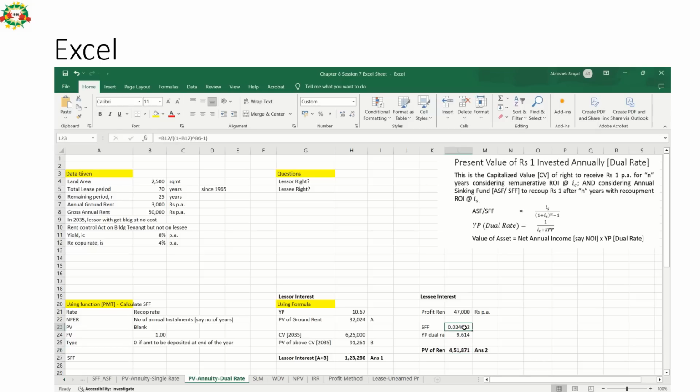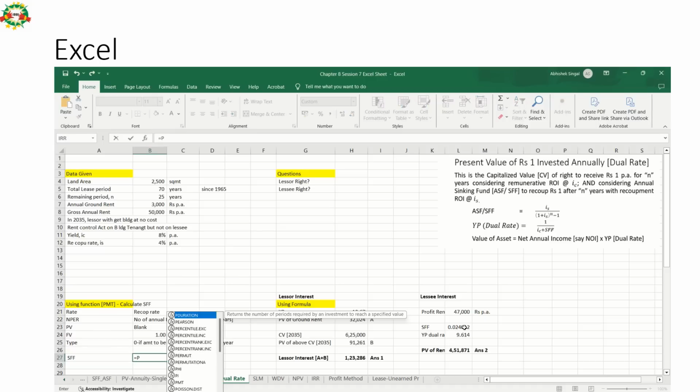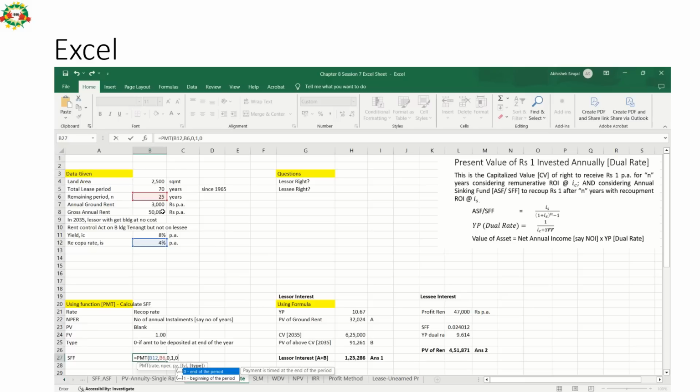So let us calculate this SFF with the help of a function as well. If your functions are enabled, we can calculate SFF without using the formula, using the PMT function. So in PMT, rate is the recoupment rate, then NPER is the period, number of years, present value is 0, and then future value is 1, and type, the end of the period, is 0. So you see, this is matching 0.024. So here this sinking factor and this sinking factor both are matching.